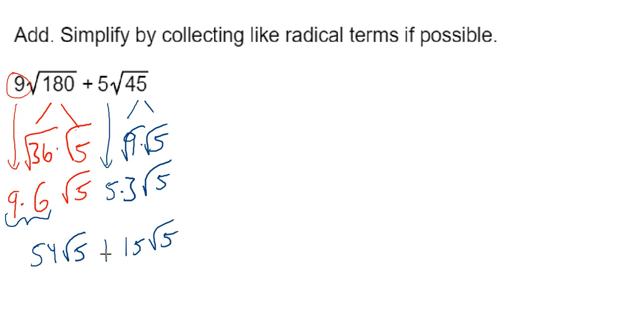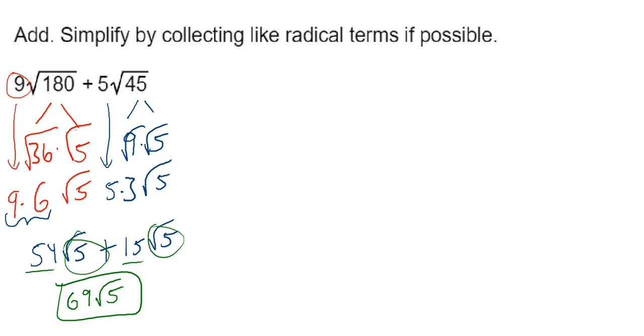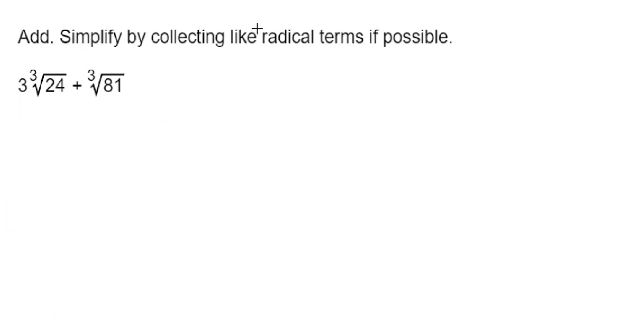And we're adding these two things together. So after we simplify, these two things which were not like terms to begin with become like terms. They both have a square root of 5, so we can add these together by adding the coefficients. 54 plus 15 is going to give me 69, and then the square root part stays the same, square root of 5. All right, let's take a look at another example.